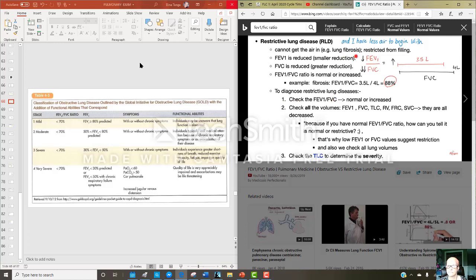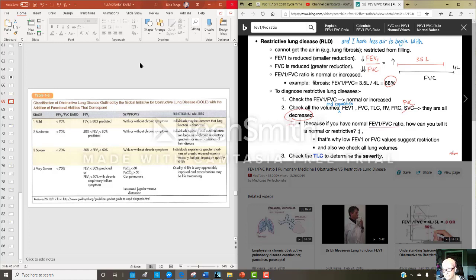So, to diagnose a restrictive lung disease such as lung fibrosis, step number 1, check the FEV1 FVC ratio. It's going to be normal or increased. Then, check all of the volumes, FEV1, FVC, TLC, RV, FRC, they are all decreased. Why? Because my lung is restricted from filling. I have less air coming into my lung, and therefore I will have less air coming out of my lungs. It's called common sense.